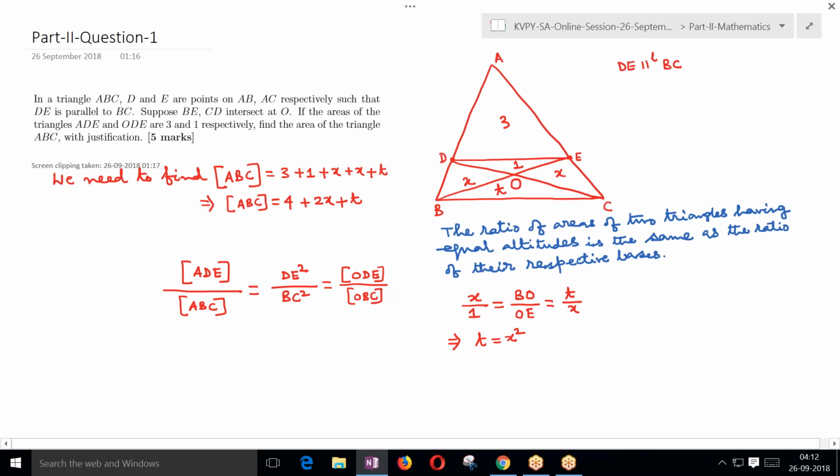So from there what can we conclude? The area of the triangle ADE, that is 3, divided by the area of the triangle ABC, that is 4 plus 2x plus t, is equal to the area of the triangle ODE, that is 1, and the area of the triangle OBC is equal to t.